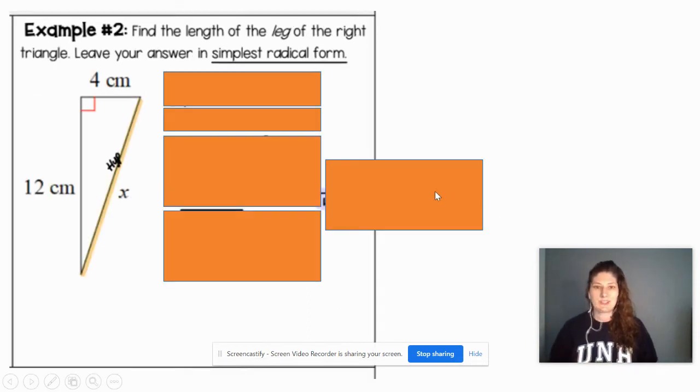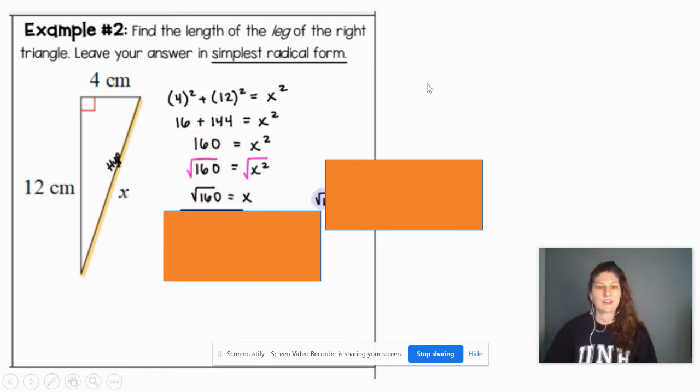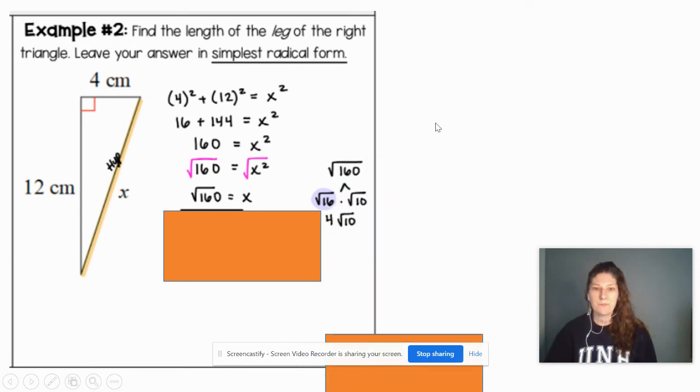Number 2, the directions are the same. Again, my answer should be in simplest radical form. So the hypotenuse is the unknown in this problem. So I know the 2 legs. So I'll set up my equation. I'll evaluate each term, combine like terms, and I'll get x squared by itself. And then I want x by itself. Again, square root of 160 off to the side, I'll simplify my radical.